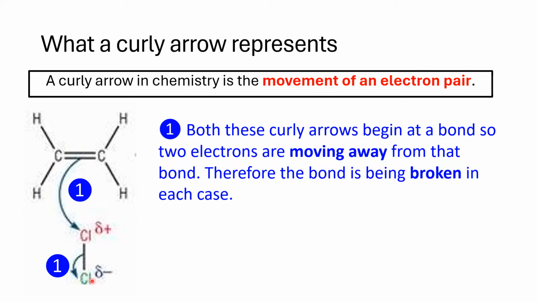Now the delta negative chlorine is delta negative because if you remember, there's a high amount of electron density in this double bond, which tends to repel the bond pair away from this delta positive chlorine towards this delta negative one. So it induces a dipole in what would previously be a non-polar molecule.